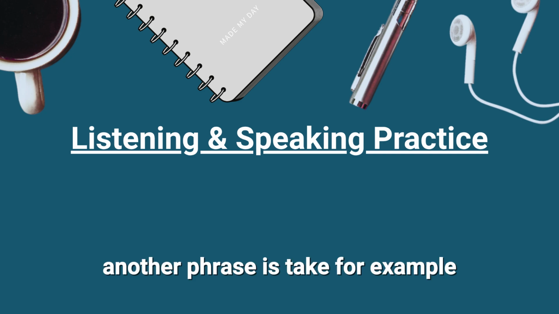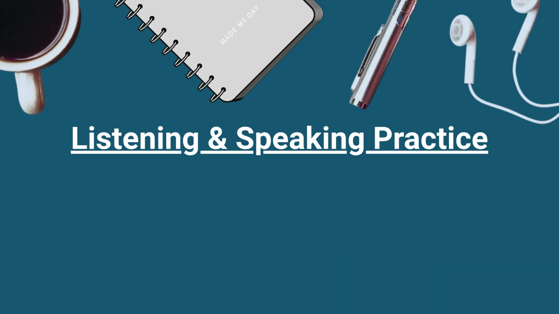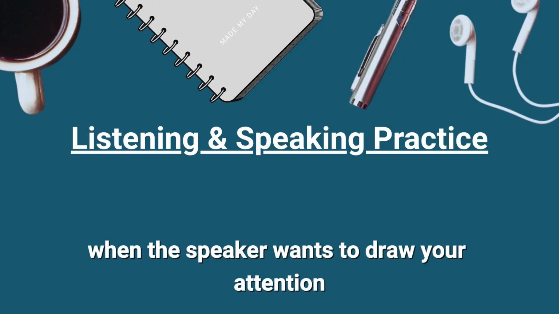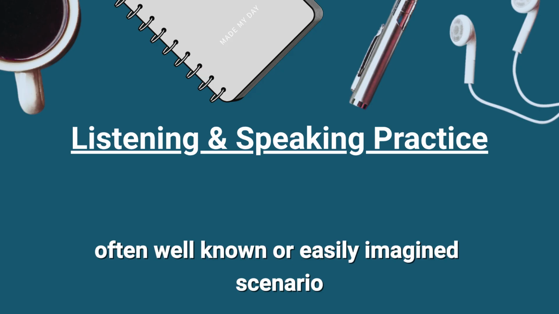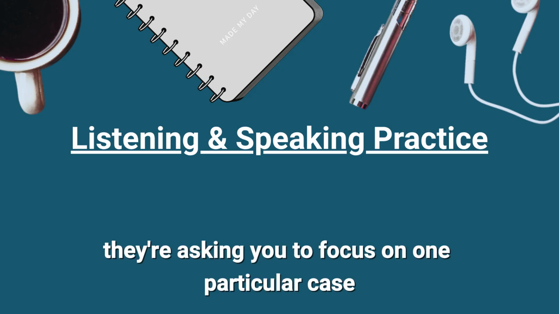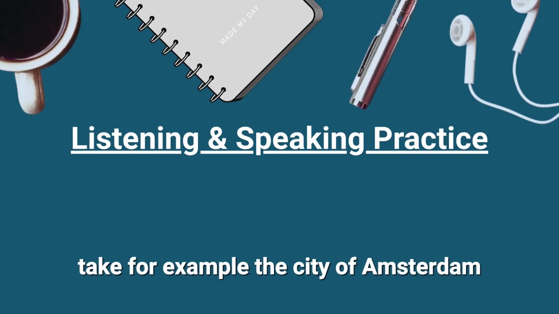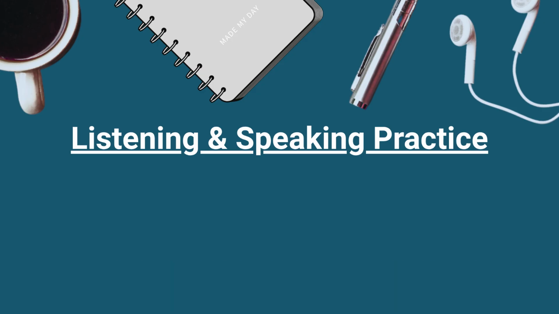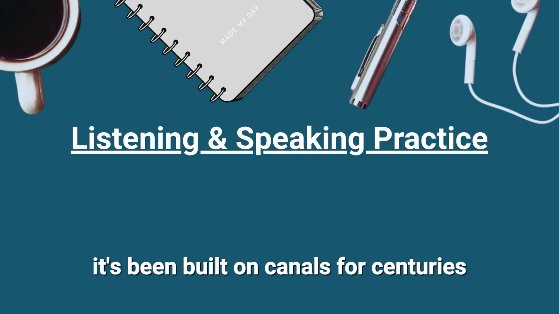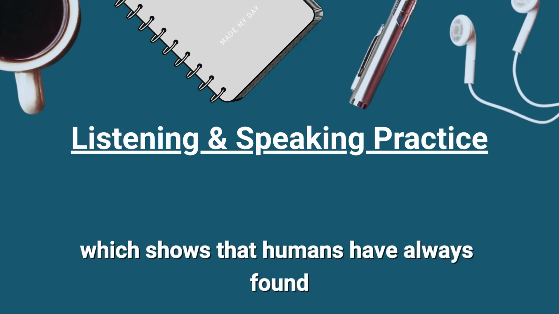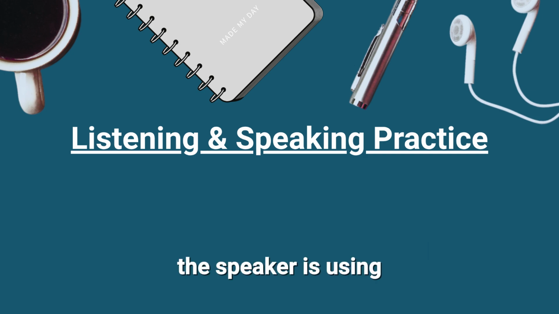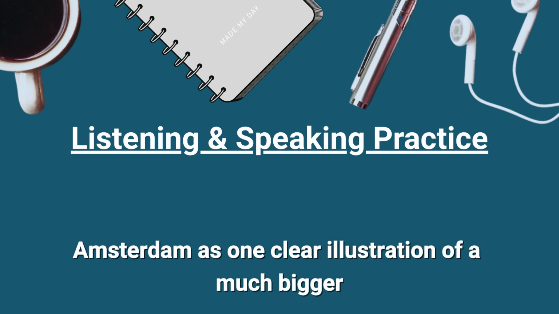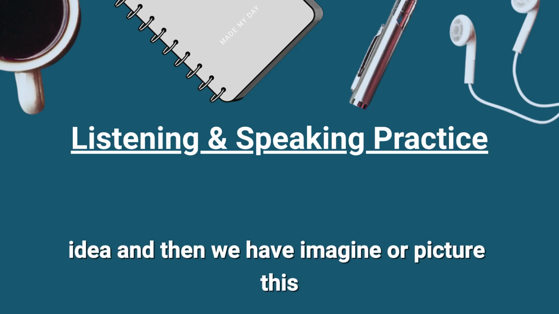Another phrase is "take, for example." This one is used when the speaker wants to draw your attention to a specific, often well-known or easily imagined scenario. They're asking you to focus on one particular case. "Take, for example, the city of Amsterdam. It's been built on canals for centuries, which shows that humans have always found creative ways to deal with geographical challenges." The speaker is using Amsterdam as one clear illustration of a much bigger idea.